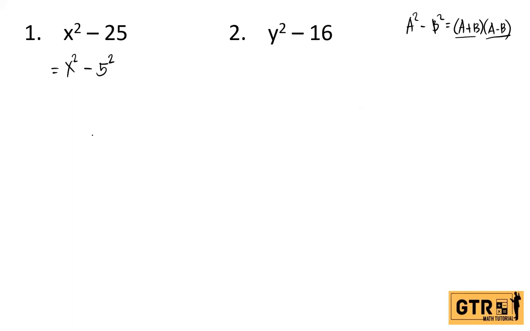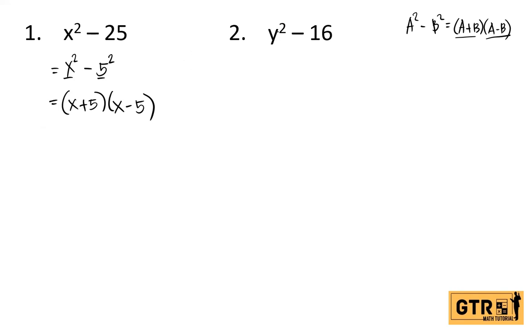Parehas lang yon. Okay, so therefore, ang factor na nito kapag nasa form na a squared minus b squared, isulat mo lang yung first term and second term. So we have x, isang positive, x plus 5, and then isang negative naman, x minus 5. Okay, so ganun lang kasimple mag-factor ng difference of two squares.